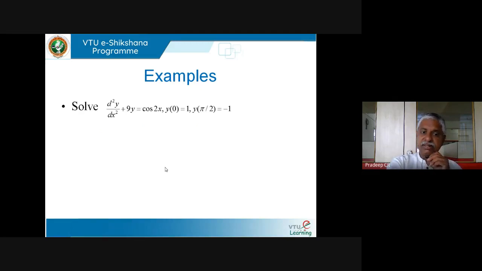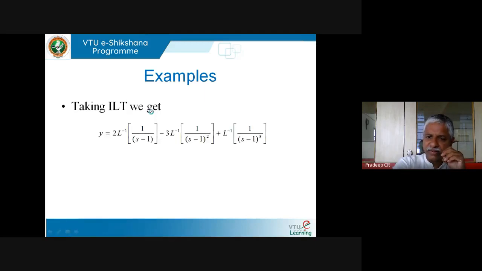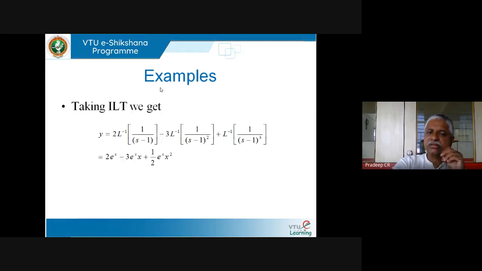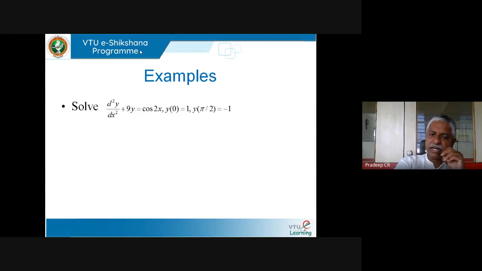This is another question. How much time do I have? 7 minutes, so I'm sure I can do this. So this is another differential equation: d square y by dx square plus 9y equal to cos 2x. Y of 0 is 1 and y of pi by 2 is minus 1. This is very similar to what we did just now. There is no difference. This is also a second order linear differential equation. Only thing is here you have cos x. Here you had e power x on the right hand side. So maybe this is just to illustrate that you can take right hand side trigonometric functions also choosing this problem.